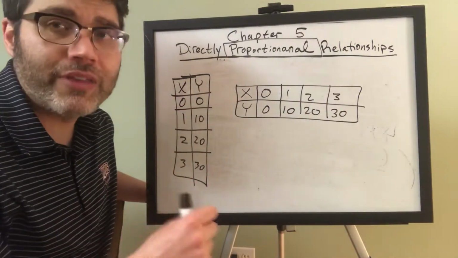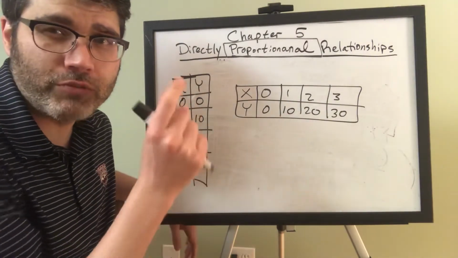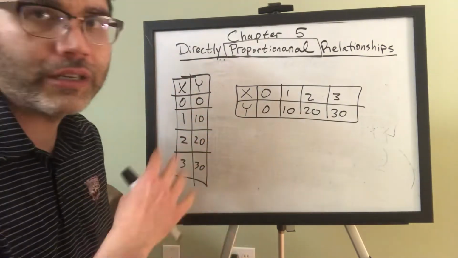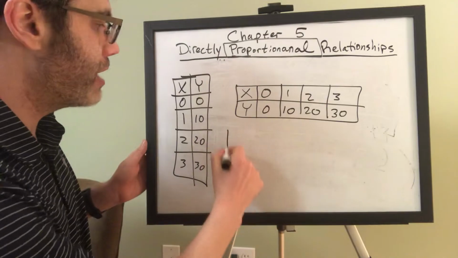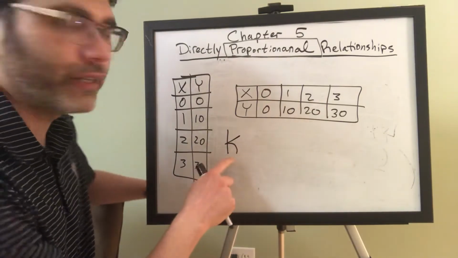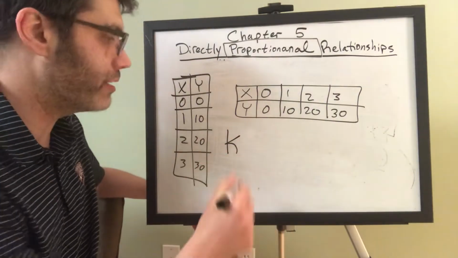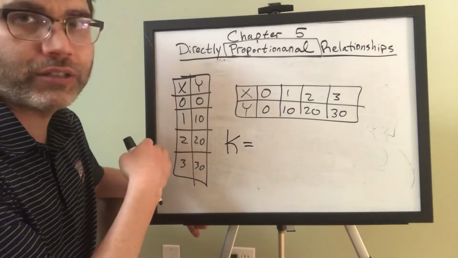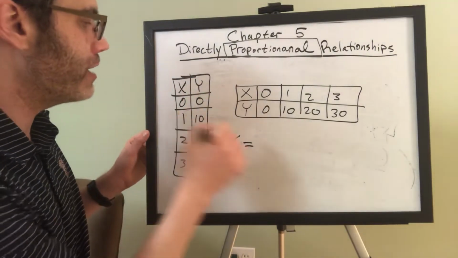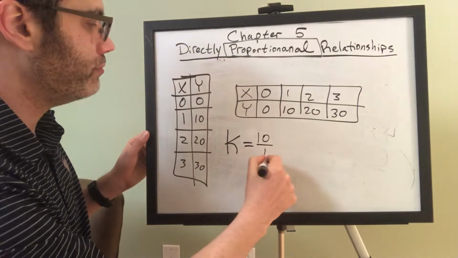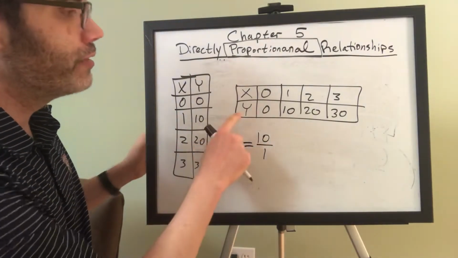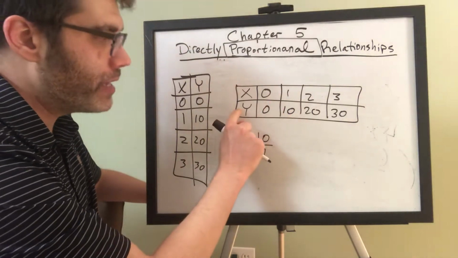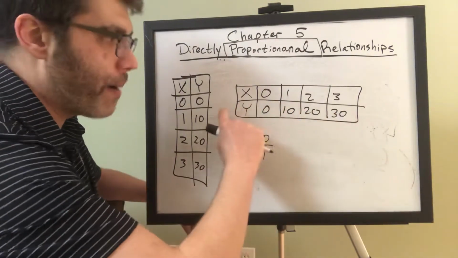But if you want to find the constant of proportionality, meaning you take those fractions and set them equal to each other, you're going to do it in the exact same way. Remember, the constant of proportionality, which we're labeling with a k as a shorthand, is our y variable divided by our x variable. It's always that. So it's 10 divided by 1, 20 divided by 2.